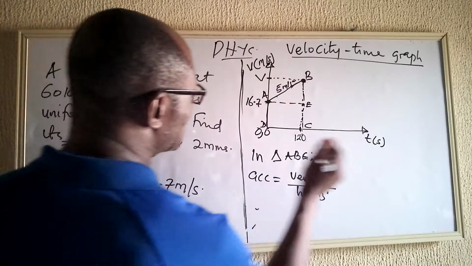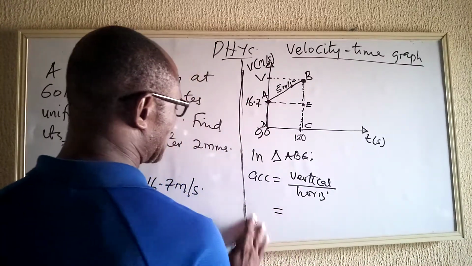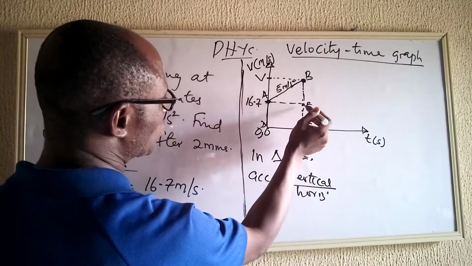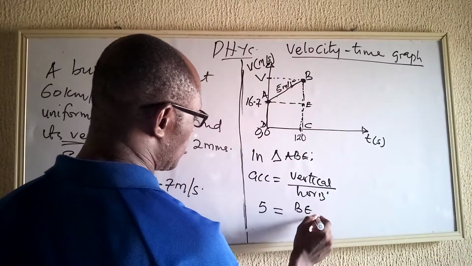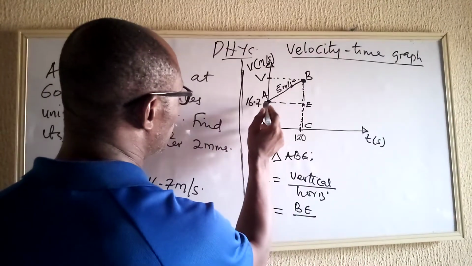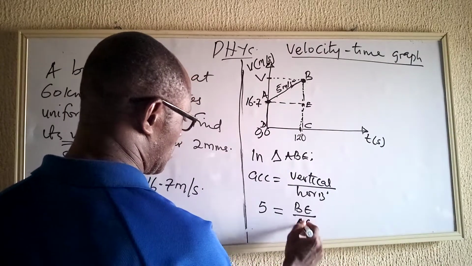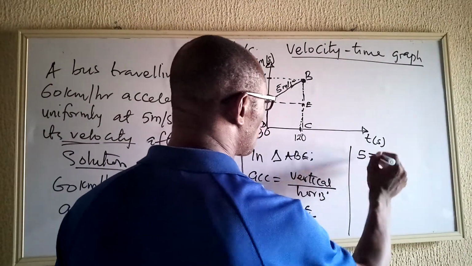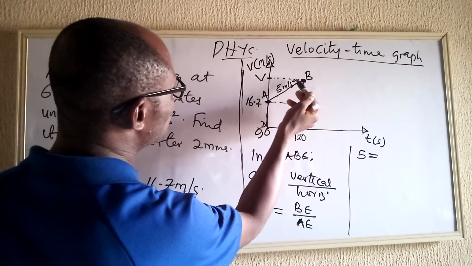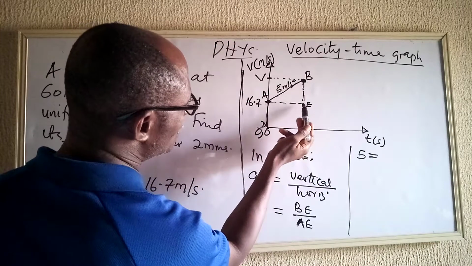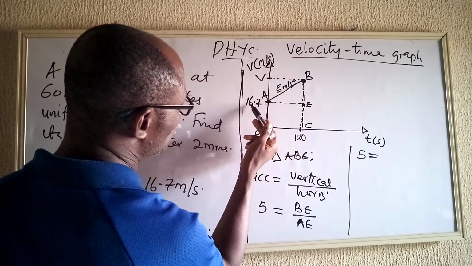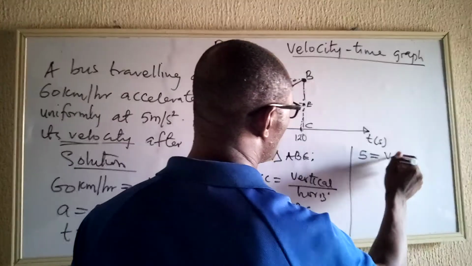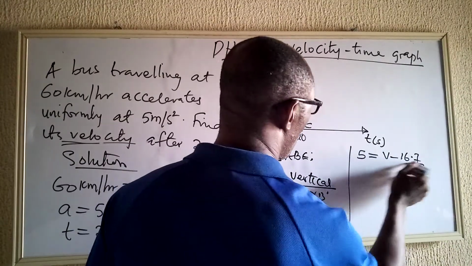Take note of that. Now, what is the vertical we have here now? Acceleration is 5, so I will use 5 to replace acceleration. The vertical in this triangle is B to E. That will be BE over the horizontal in the triangle, which is from A to E. So take note of that in a triangle, please. Now, next thing, 5 equals B to E. Now, if you trace B to the vertical line, it will coincide with V. And if you trace E to the vertical line, it will coincide with what? 16.7.